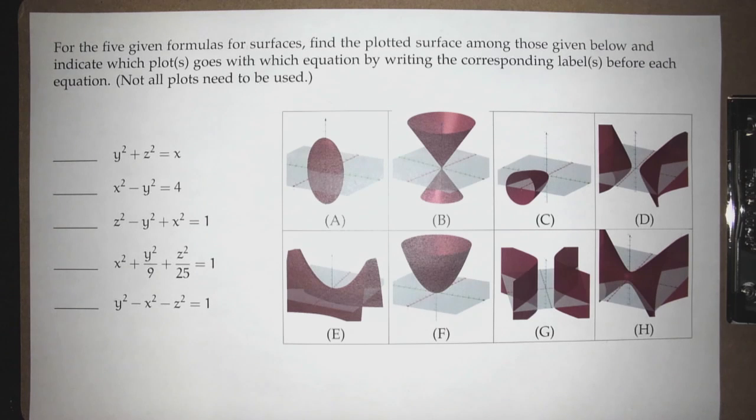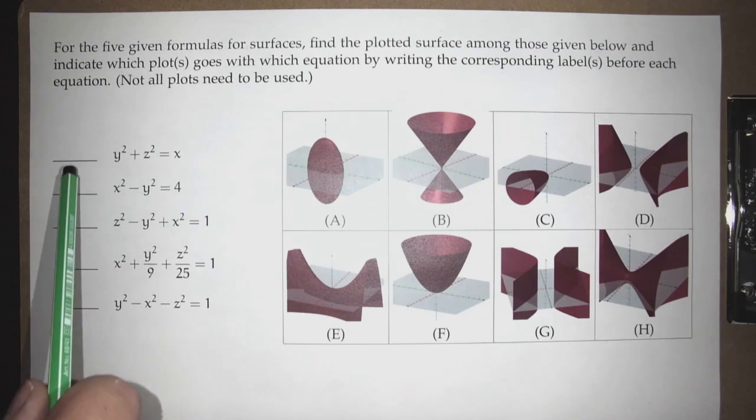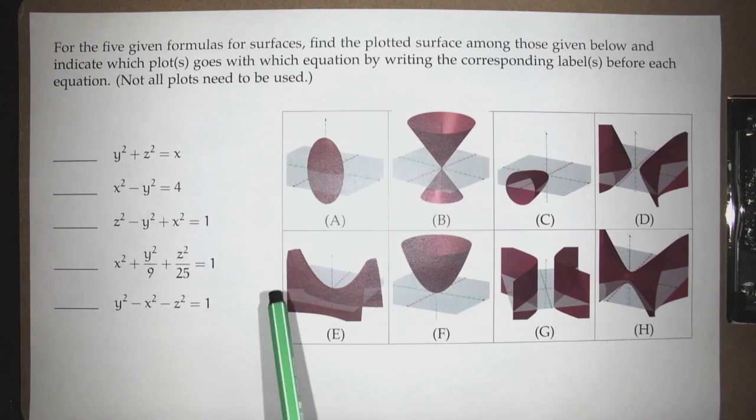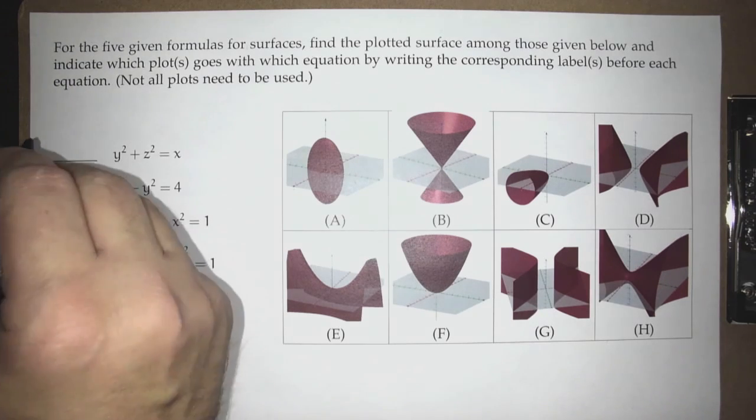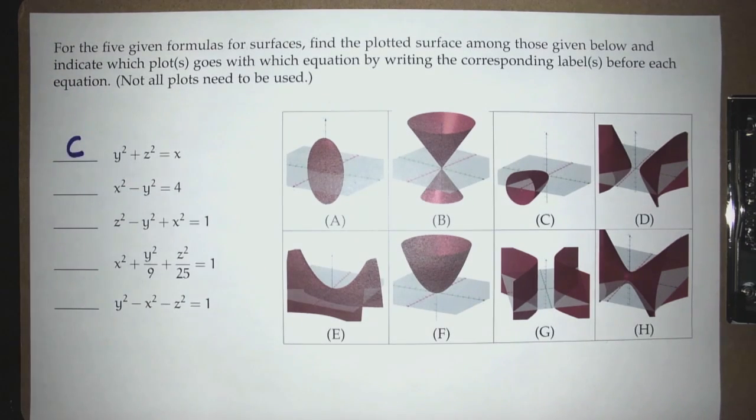And you might say, wait a second, I see 5 slots here. I see 8 pictures there. That's right. We put in more pictures than equations, so you have to figure out which ones are important and which ones are not. Let's start with the first one. y squared plus z squared equals x. Do we have an answer for that one? C. Yes. That is correct.